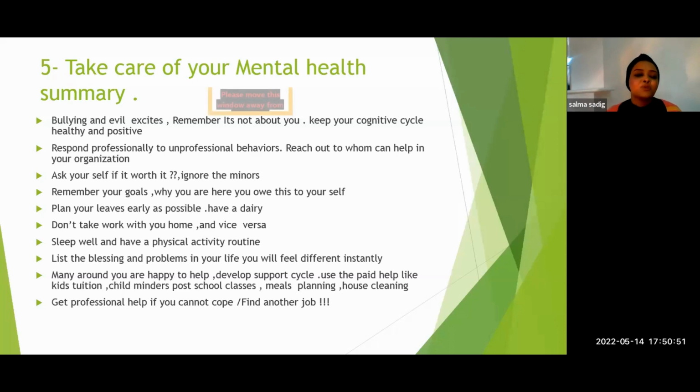So these things will help you go to work less stressed if you have good mental health at home. Get professional help if you cannot cope. And the last option would be just move out if you cannot cope anymore.